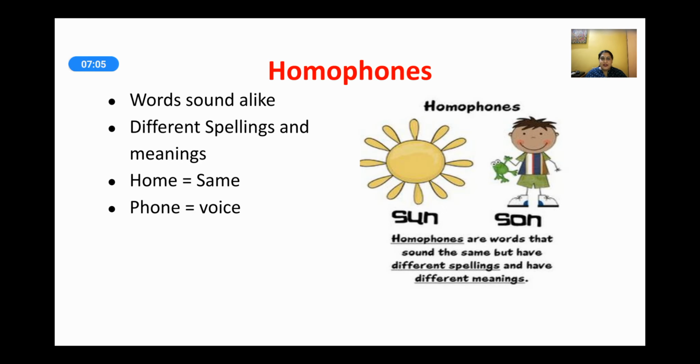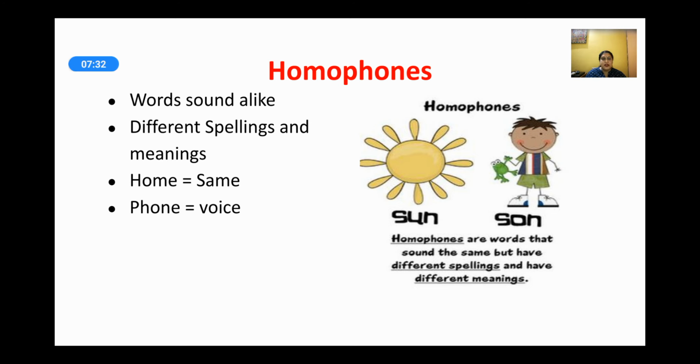Next we'll have a list of words or homophones. What are homophones? Homophones are words which sound alike. They have different spellings and different meanings. Observe here, they have similar pronunciation but different spellings and different meanings. Again, homo means same and phone means voice. So pronunciation is similar, spelling is different and meanings also differ.